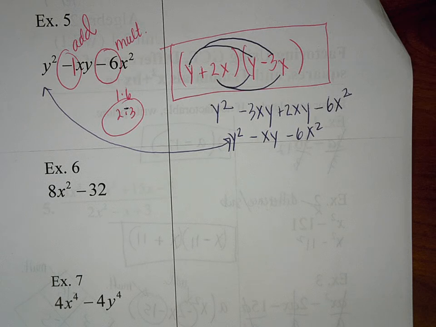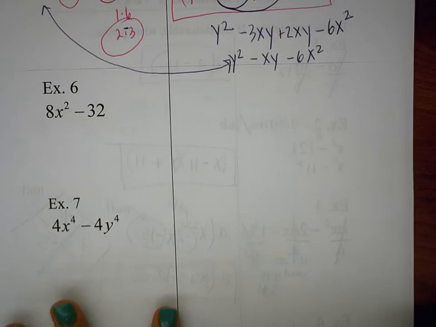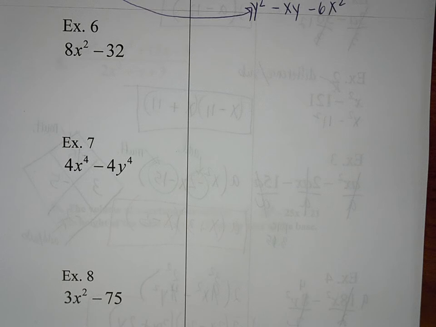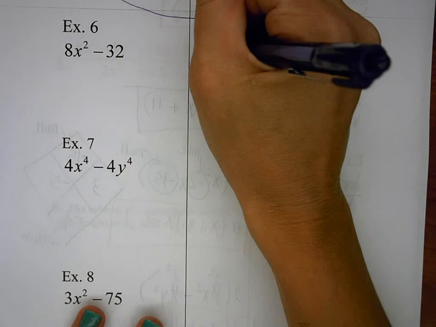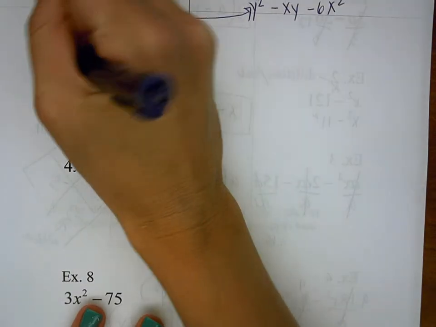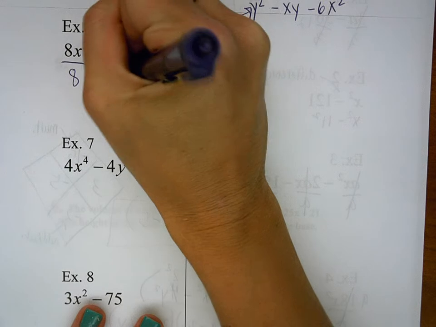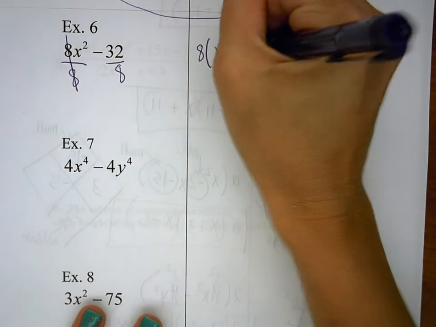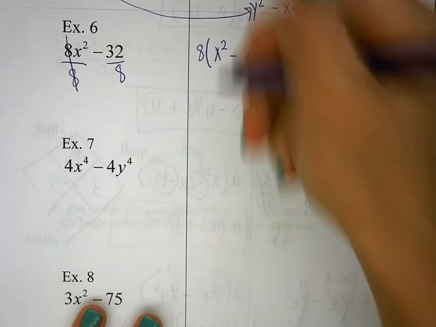Any other questions on example 5? Okay, example 6. What do we always check for first? GCF, greatest common factor. And what is my greatest common factor on this problem? 8. 8 is correct. 8 parentheses, x squared minus 4. So I'm going to divide each of these by 8. These cancel, and we get x squared minus, and 32 divided by 8 is 4.